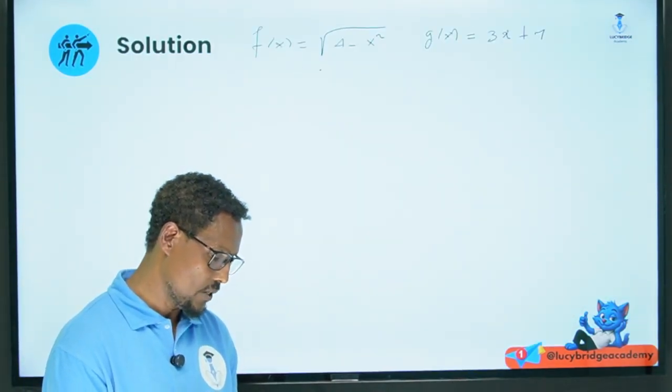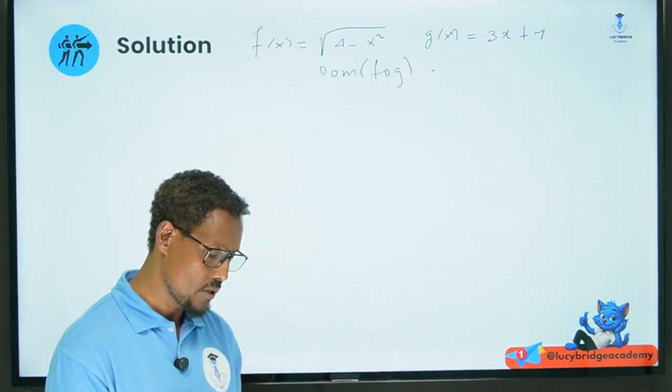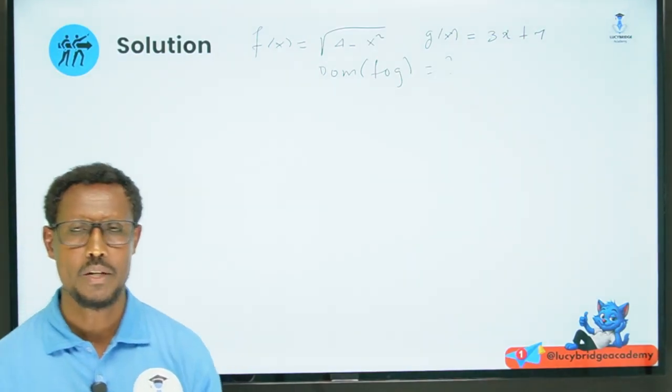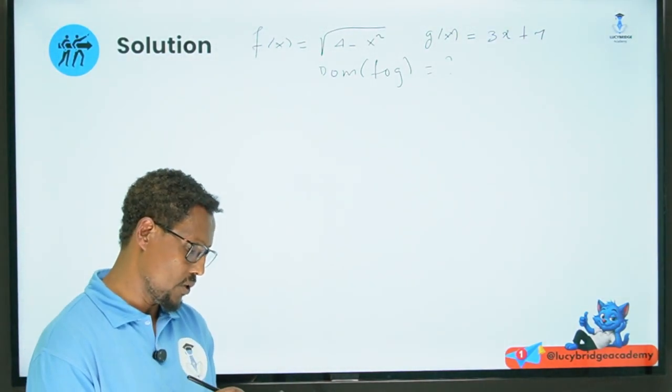So we are asked to find the domain of f circle g. We are asked to find the domain of f circle g, so we have to find f circle g first.